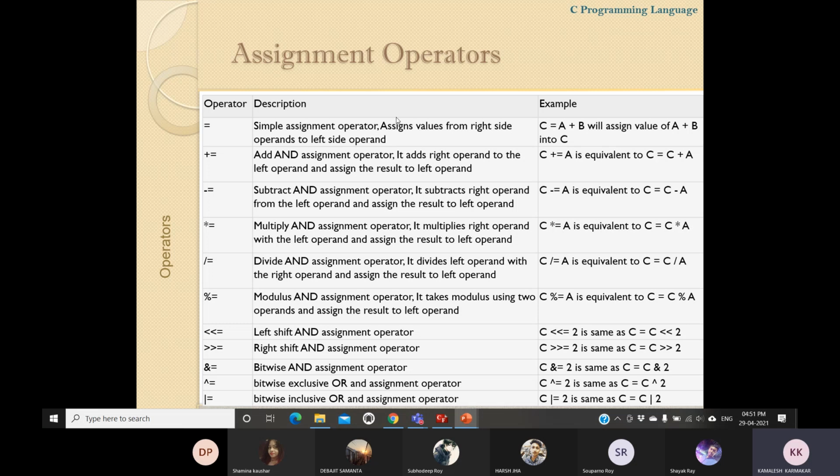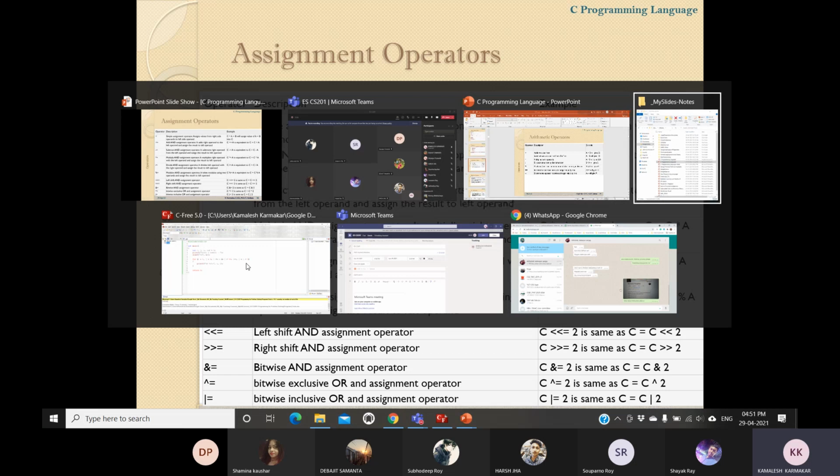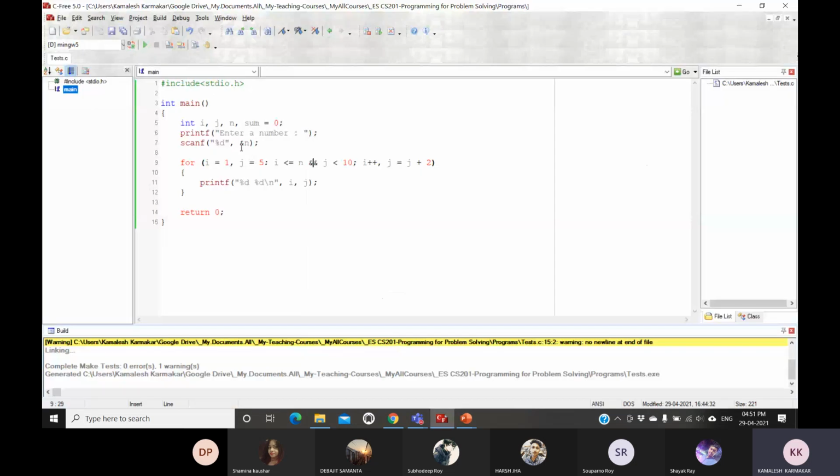Now we are coming to the assignment operator. We have already used this equal symbol. If I write x equals y plus z, then the values of y and z will be added, and the result will be assigned to x. Now there are plus equals, minus equals, multiplication equals, and division equals. I will come to that in our discussion.